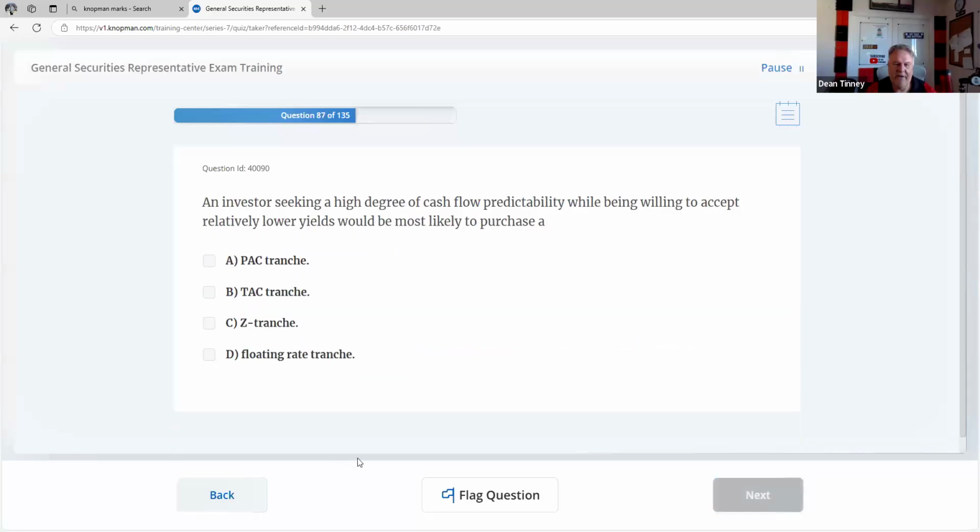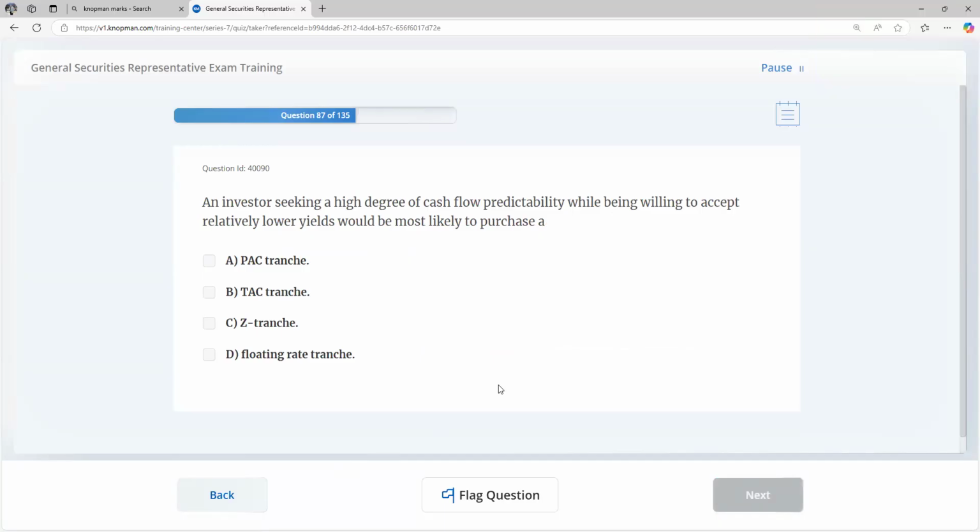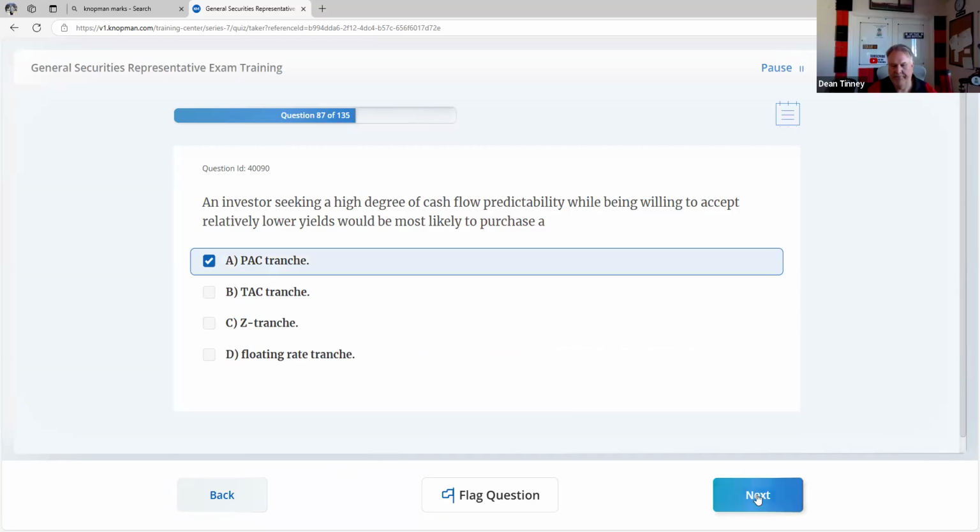An investor seeking a high degree of cash flow predictability while being willing to accept relatively lower yields would most likely purchase. Is that the PAC? Yeah, the ones that have the early cash flows have more predictability, right on.